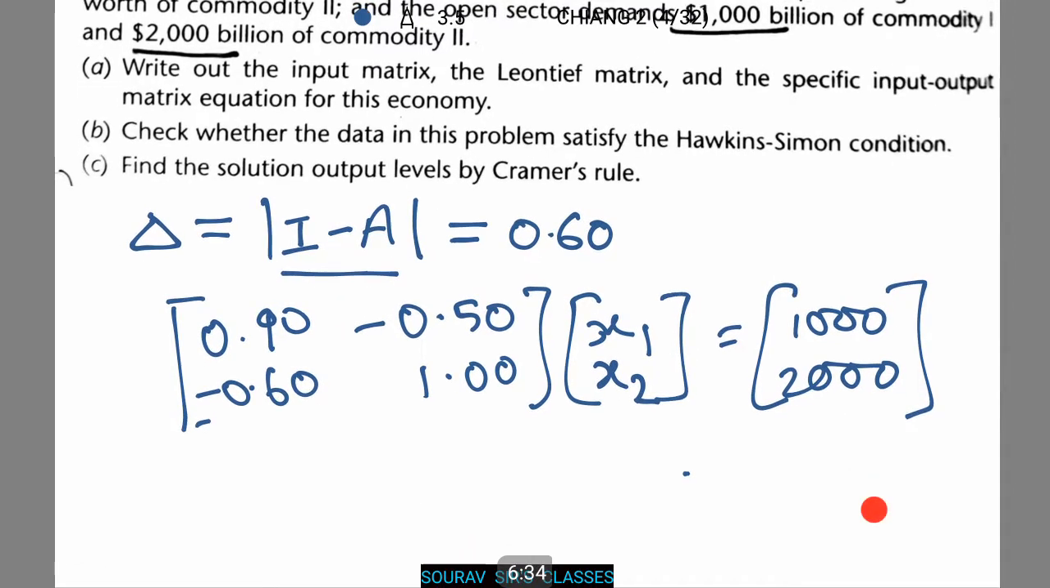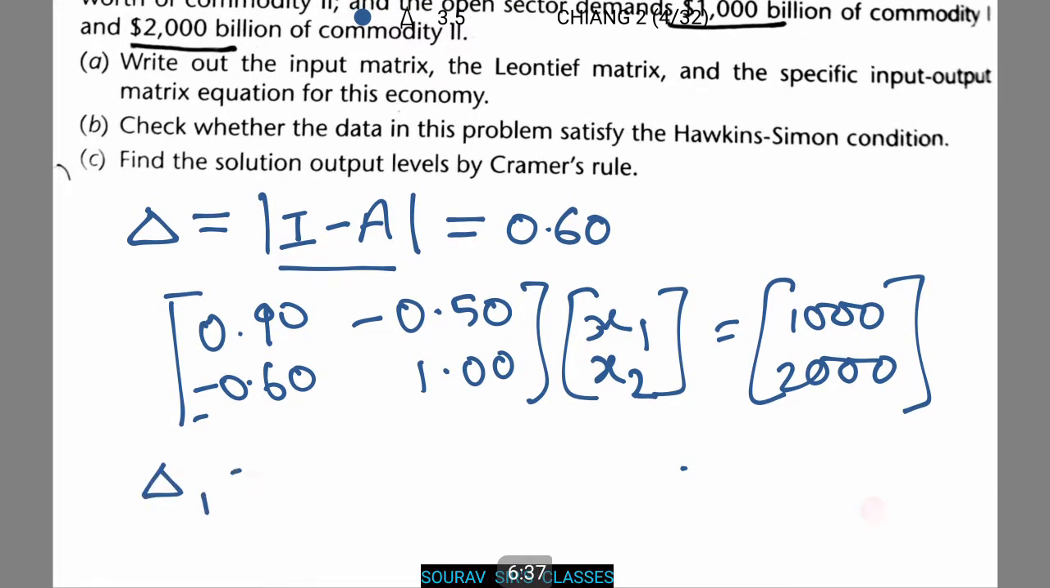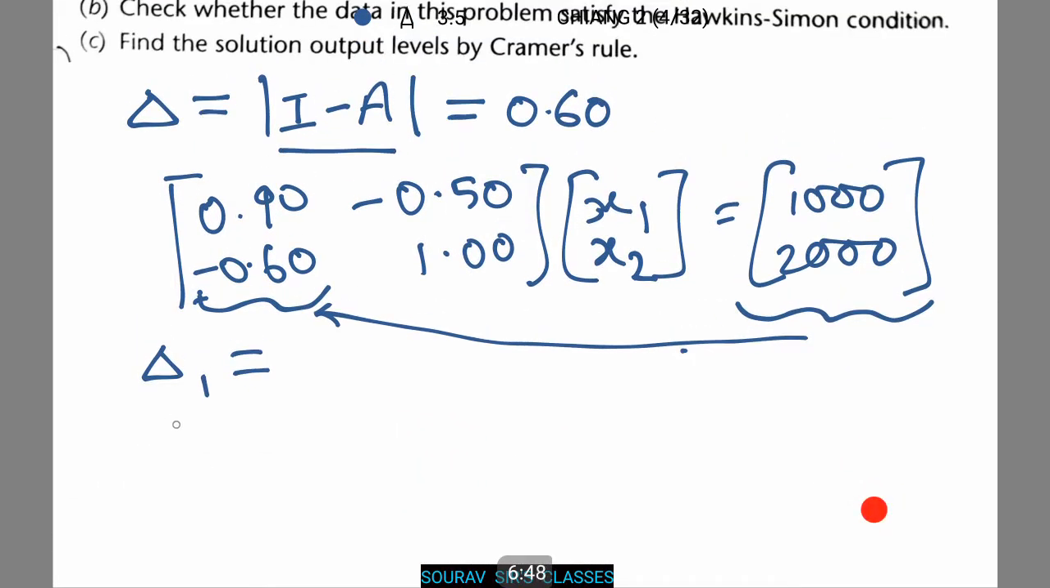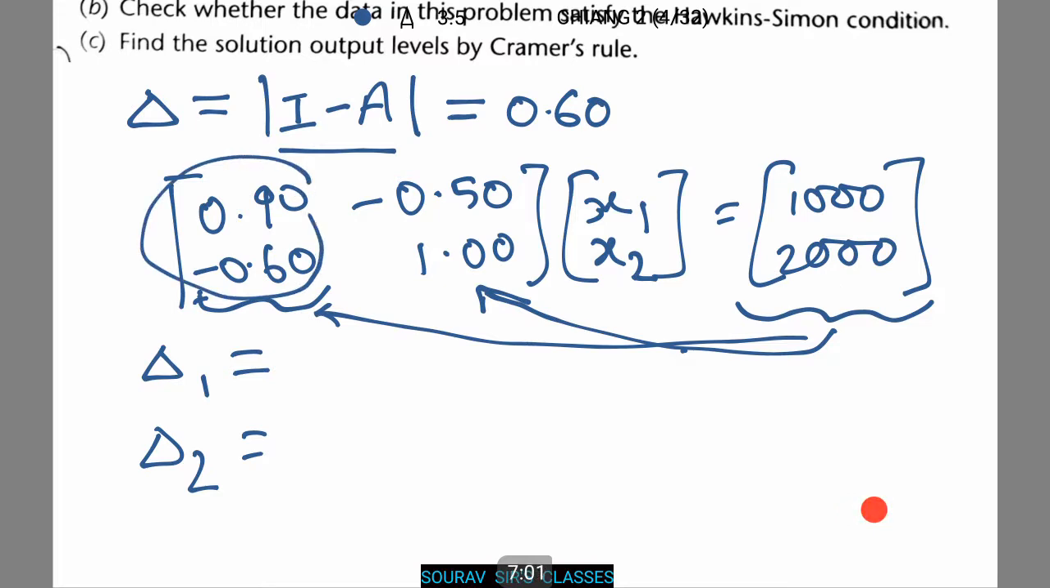Now for Cramer's rule, we first find D1. For D1, we replace this demand function value first over here. Similarly, for D2, we replace this value over here. Notice when I put 1000 and 2000 in this area, this remains unchanged. Thus we obtain the values of the given modulus.